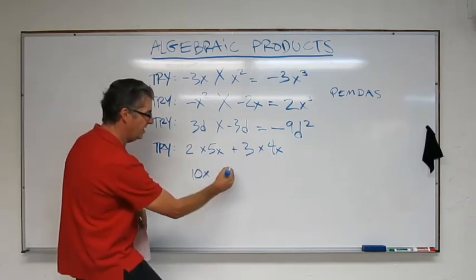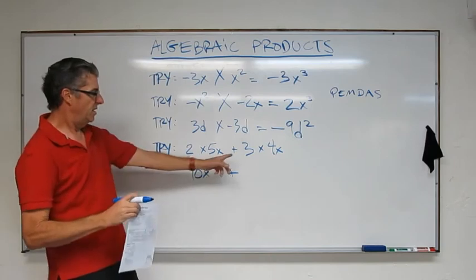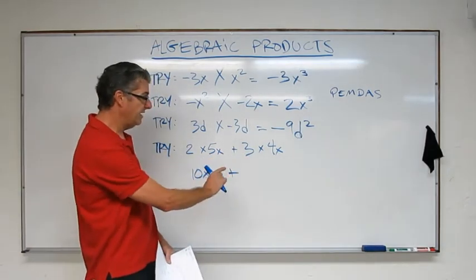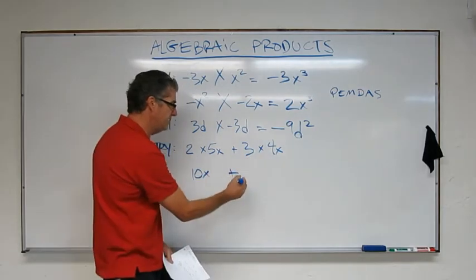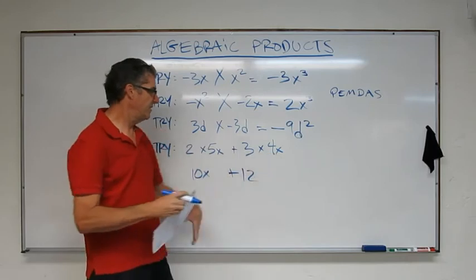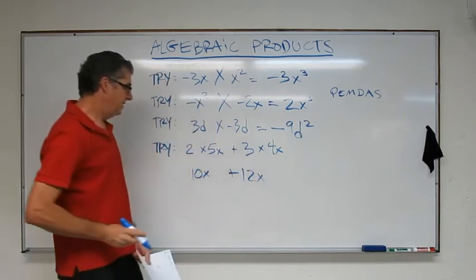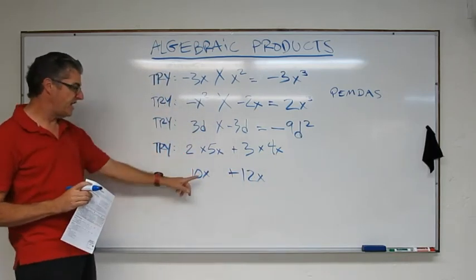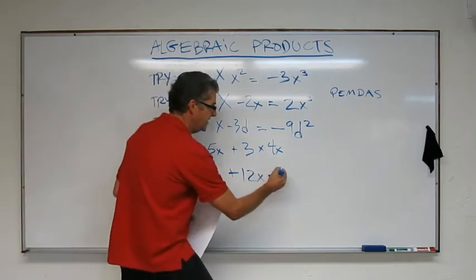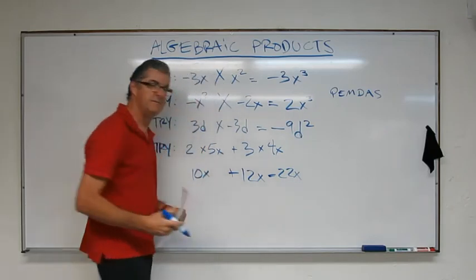Now we do the same over here. I bring my plus down. How about the signs? Product of the signs is just positive, so I don't need to write anything. Product of the numbers is 3 times 4 is 12. And there's no variable there, but there is one there, so I bring that down. Now I can finish this out because I have like terms. I have 10x plus 12x, so this one gives me 22x.